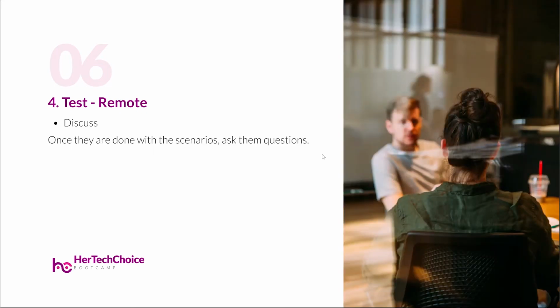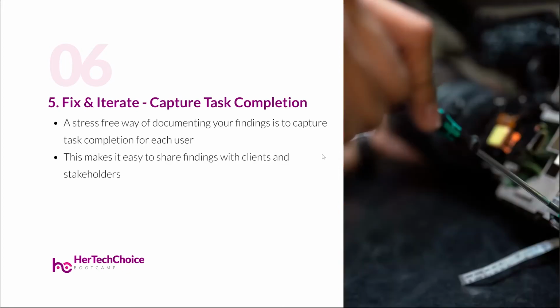Then after the test, you need to discuss. Once they are done with the scenarios and their tasks, you need to ask them questions on maybe how they felt while doing it. Was it stressful using your product and all of that? Just to have an overview of how the test process went. Then we move to the final step of usability testing, which is to fix and iterate.